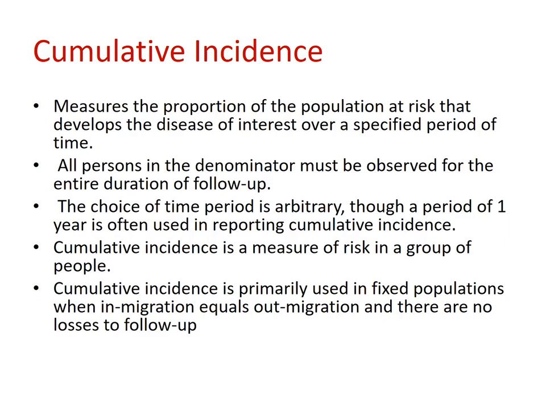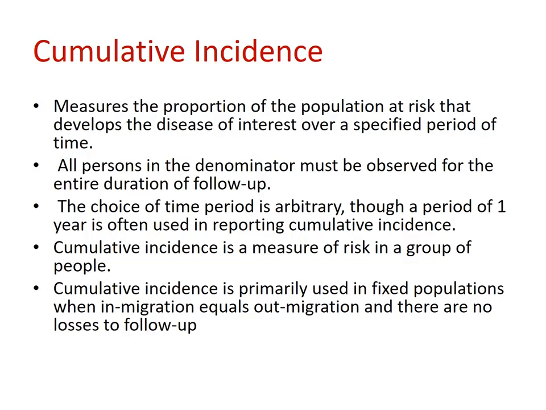Cumulative incidence. Now for incidence, we have two types. We have cumulative incidence and incidence rate. Cumulative incidence measures the proportion of the population at risk that develops the disease of interest over a specified period of time. All persons in the denominator must be observed for the entire duration of follow-up. We are waiting until they have the disease. The choice of time period is arbitrary, though a period of 1 year is often used in reporting cumulative incidence.